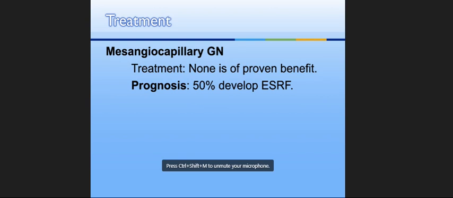Mesangiocapillary: treatment is not of proven benefit right now, and in the prognosis, 50% will go to end stage. Membranous is the disease of our areas.